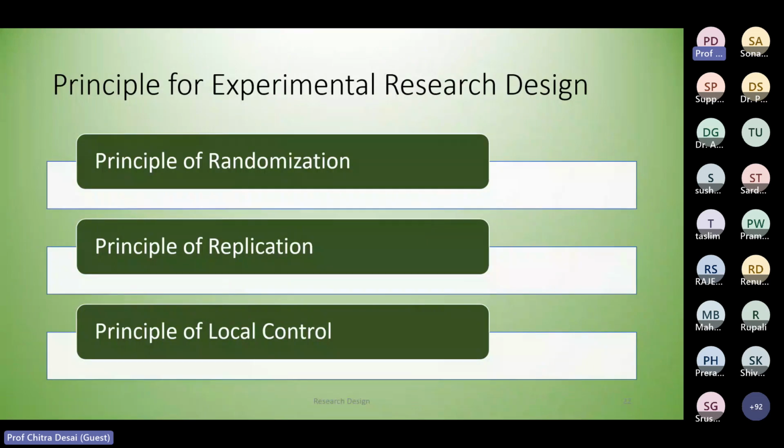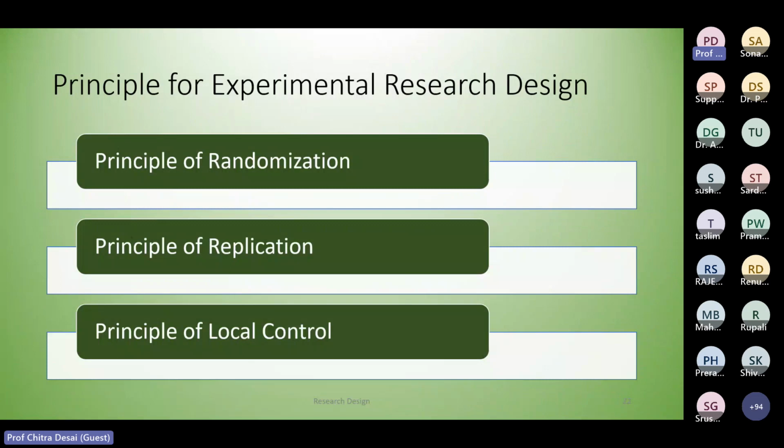But most researchers involve the experimental research design, and in this there are three principles: the principle of randomization, the principle of replication, and the principle of local control. Let us see one by one what these principles mean. With the help of examples, we'll try to understand this, and I'll request that each of you, when you look at these examples, think about your own research problem and how things are related to it.